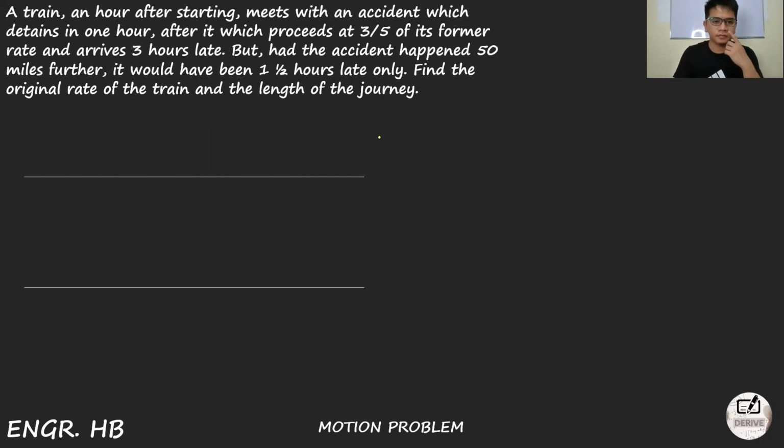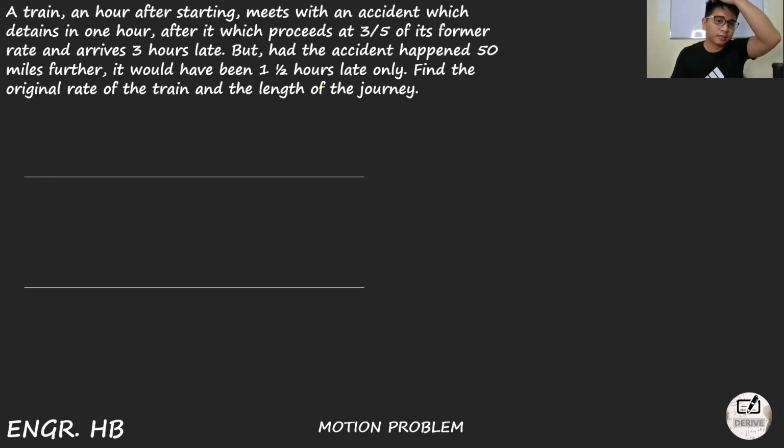Okay? So, sa pangalawa naman, but had the accident happened 50 miles further, it will have been 1.5 hours late only. So, sabi, kung nangyari daw yung aksidente 50 miles pa na mas malayo, darating din sa destination yung tren, pero isa't kalahating oras lang yung late niya. So, kumpara mo sa 3 hours late ng scenario 1. So, magkakaroon tayo ng dalawang scenario.